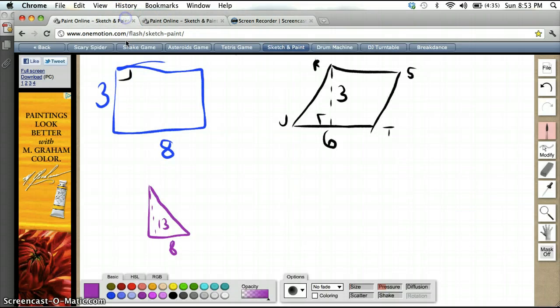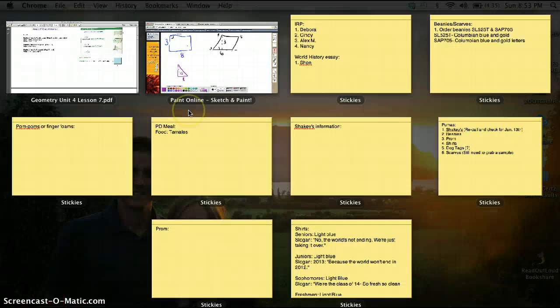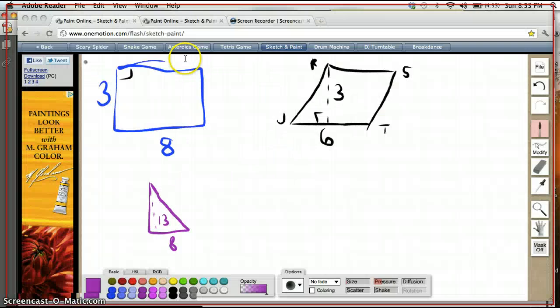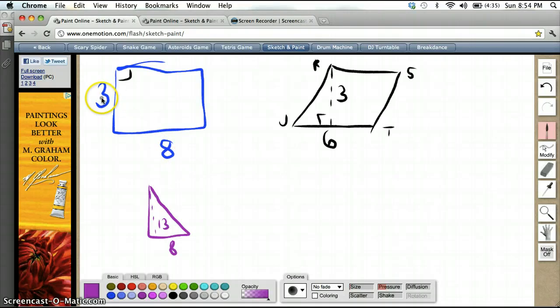So let's look at here. This is a rectangle. And if you look back, a rectangle is just base times height. So your base times height is 8 times 3. So 8 times 3 is 24. Okay. And that would be the area of a rectangle.